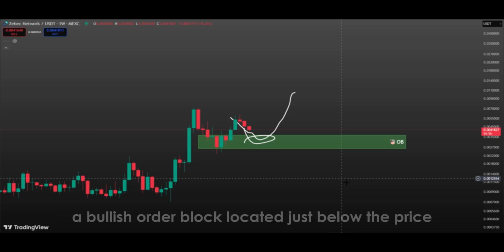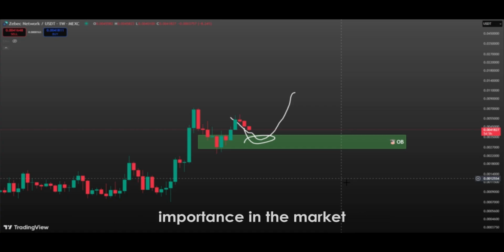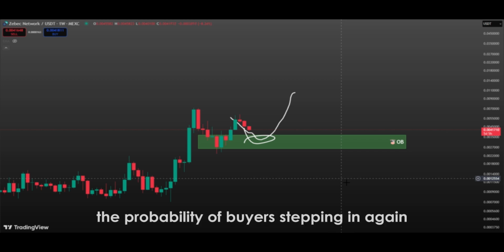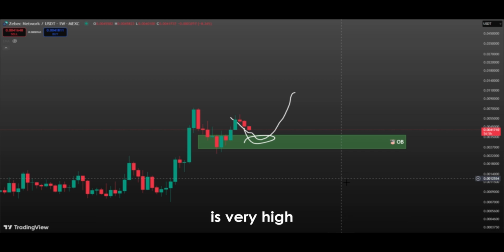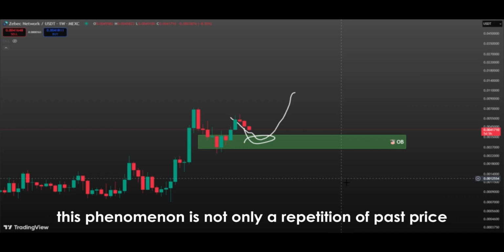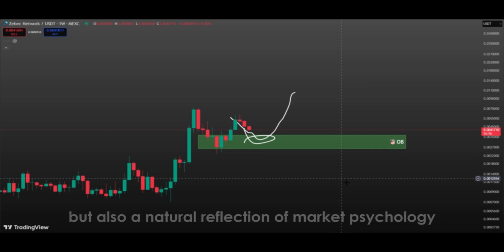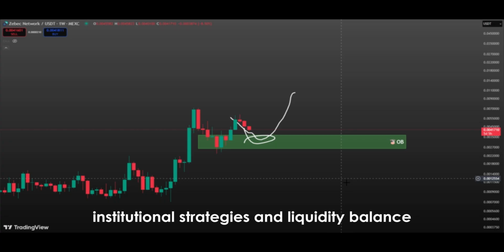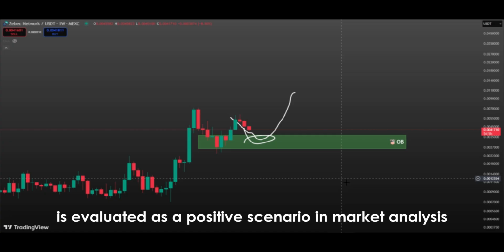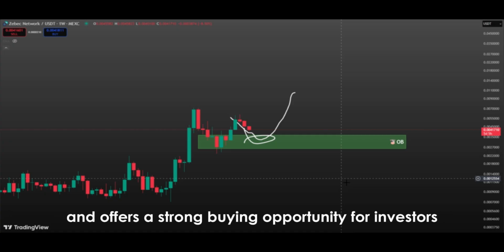In conclusion, a bullish order block located just below the price is a structure that carries great importance in the market, both technically and psychologically. When the price reaches it, the probability of buyers stepping in again is very high, and this makes it easier for the price to bounce upward. This phenomenon is not only a repetition of past price movements, but also a natural reflection of market psychology, institutional strategies, and liquidity balance. Therefore, the price reaching and bouncing from the bullish order block is evaluated as a positive scenario in market analysis and offers a strong buying opportunity for investors.